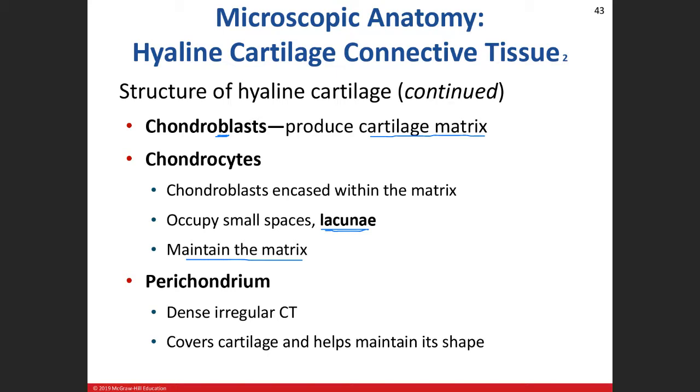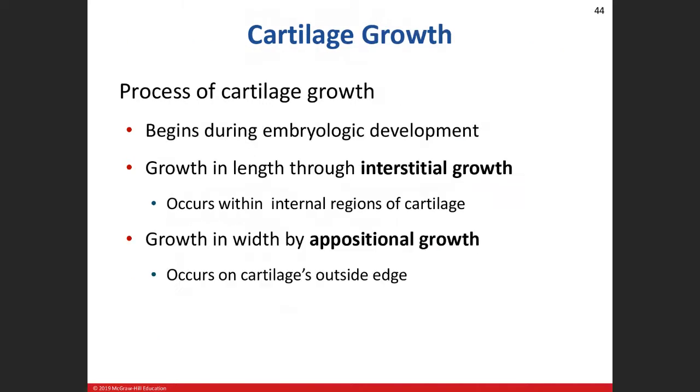Okay. So what is it made up of? Dense irregular connective tissue. That's hardcore. So guess what? It helps to maintain the shape of that cartilage. Because remember, dense irregular connective tissue has a ton of collagen. Collagen will add strength to whatever type of tissue it's in. Okay? Dense irregular connective tissue.